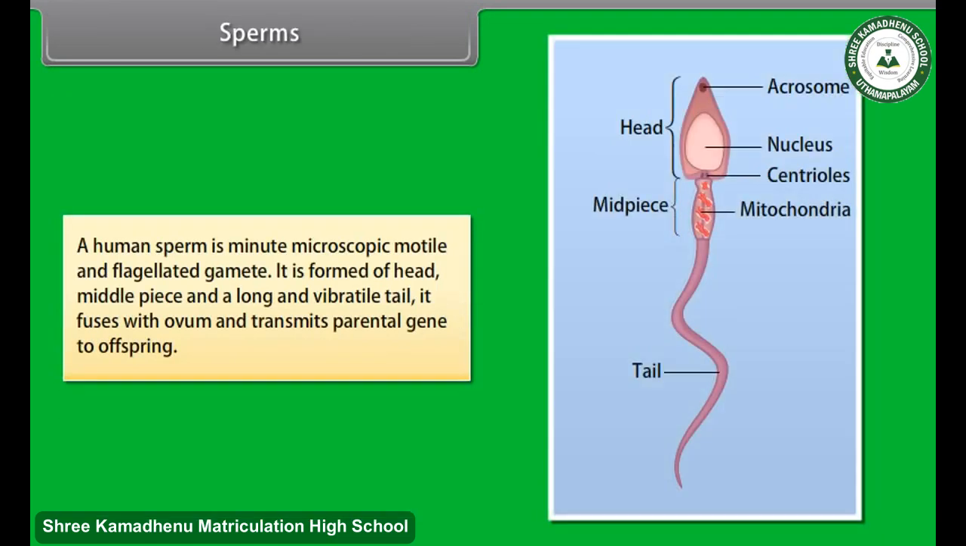Sperms. A human sperm is a minute, microscopic, motile and flagellated gamete. It is formed of head, middle piece, and a long and vibratile tail. It fuses with the ovum and transmits parental genes to offspring.